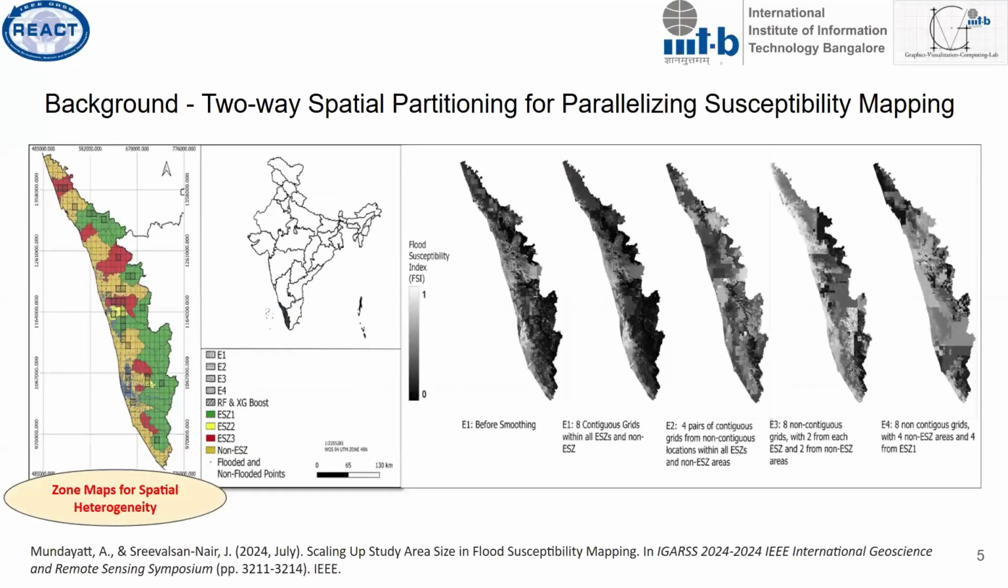The background for this study is an initial study which we conducted in Kerala, the southernmost state of India, where we studied an individual hazard, flood hazard susceptibility mapping. Most existing studies focus on small regions, and we implemented a single model for the entire region. In Kerala, we divided the study area into two spatial levels. Initially, we divided it into ecologically sensitive zones, based on how sensitive each part of Kerala is to various disasters: eco-sensitive zones 1 to 3. That's the first level of spatial partitioning.